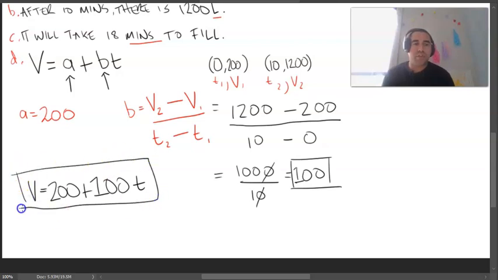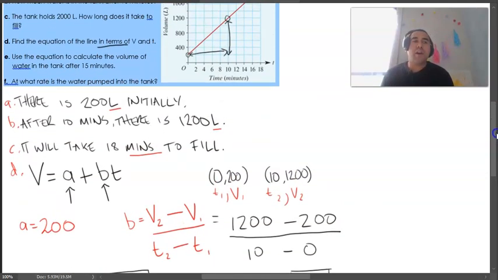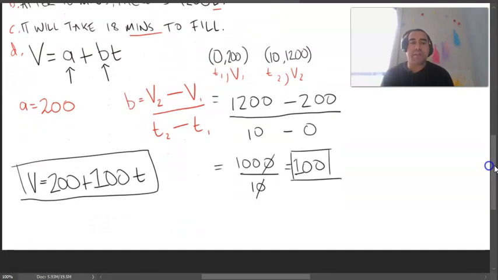There's our initial point right here. That's our rate, how much it's going up by. And we're going to use this equation to answer E and F. Use the equation to calculate the volume of the water in the tank after 15 minutes.